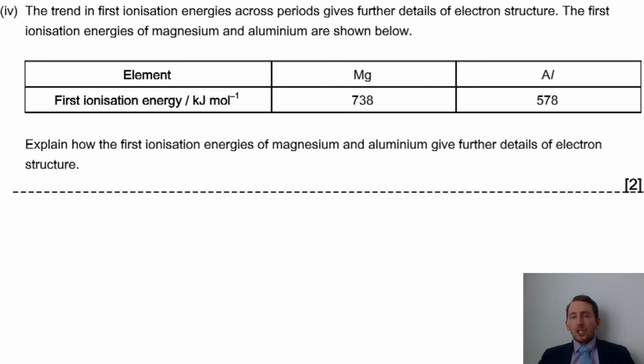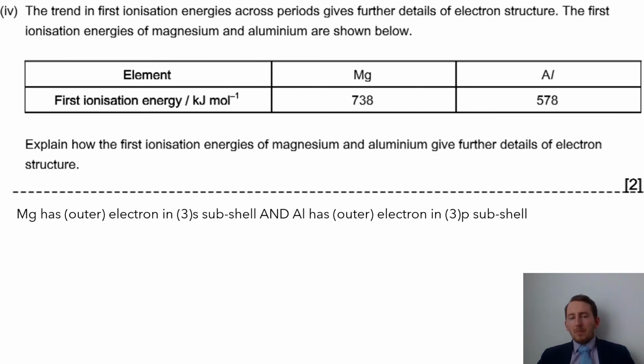And then our final question here, again, ionization energies for magnesium and aluminium. We need to use them to explain how it gives us a bit of detail about electron structure. Well, then you've got to know about your electronic configuration for magnesium and for aluminium and bring that into this question.